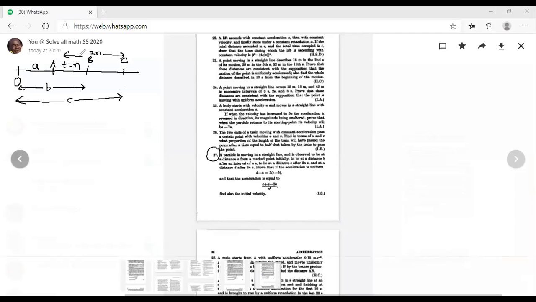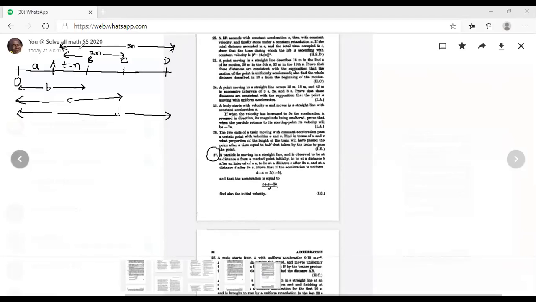Then to be at a distance small d after 3n seconds. Now, from this origin point O, it is a distance small d, and it has taken 3n seconds. So the time from here is 3n up to there, where I have position D.